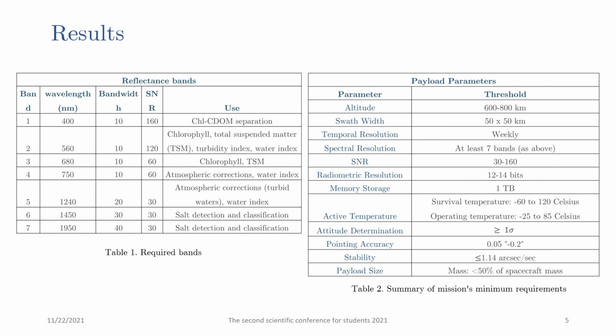Here is the summary of the results. Table 1 is the reflectance bands and their use. Table 2 is the summary of the mission minimum requirements. The results can be used at the lower limit to design payloads for complex water observation missions.